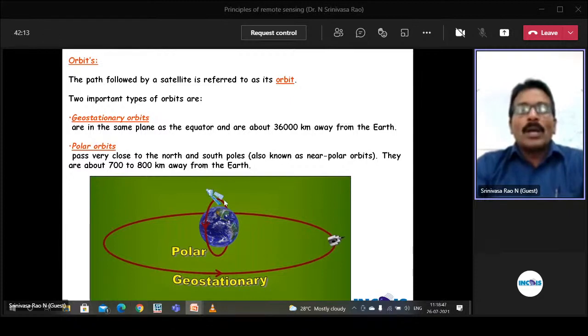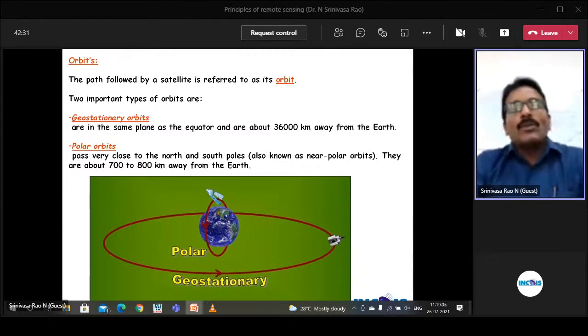So the second difference is the height. In the geostationary case, the height is fixed at 36,000 kilometers. In the polar orbit, it is not a fixed height; it is a variable height, varying from 600 to 800 kilometers. This is the second difference.